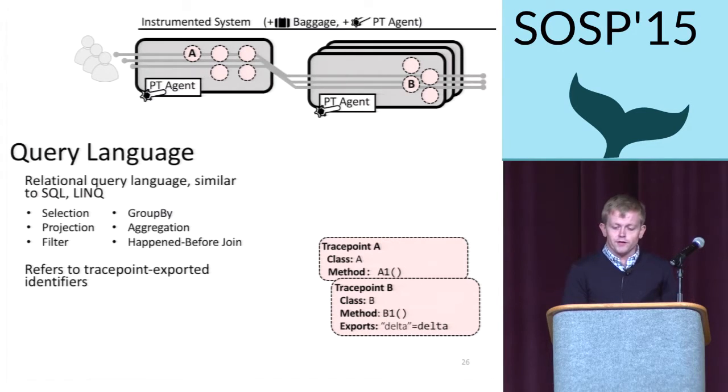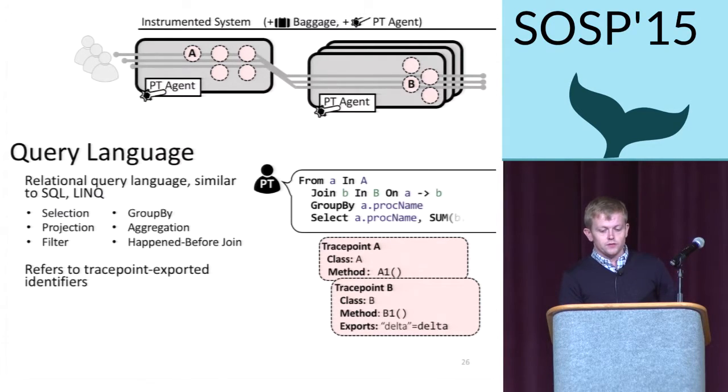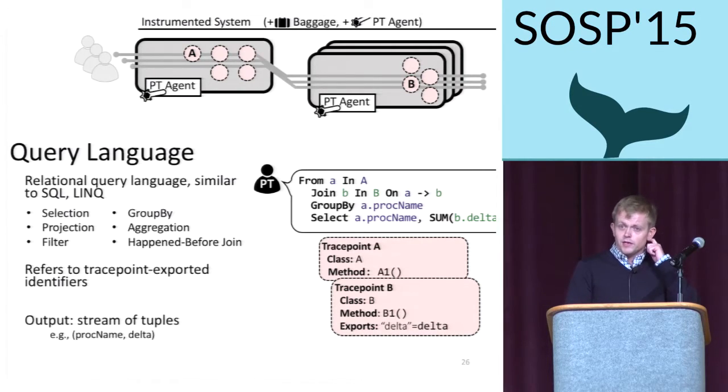Now we can write queries about the values exported by trace points. Pivot tracing's query language is a simple relational query language like SQL, but more so LINQ. Here, this user is performing a happen before join between A and B. This query groups by process name at trace point A, then sums up delta from trace point B. The output of a query is a stream of tuples over time.